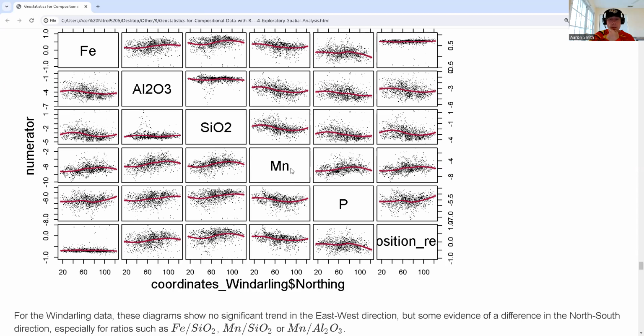Mn SiO2 is here, so we see a little bit of curvature going on in these. And Mn Al2O3, so we have something going on here, and we have something going on here.